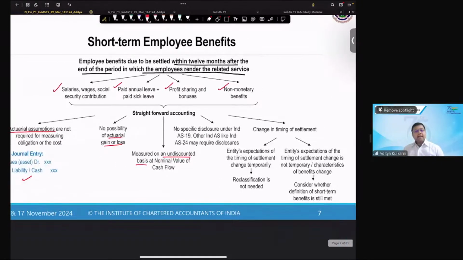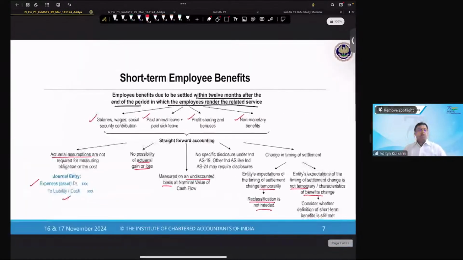If there is a change in timing of settlement, see, short term is expected to be paid within 12 months from the date of rendering of the service. But suppose the settlement is happening beyond 12 months. Then we ask two questions. Is this settlement change temporary? If yes, then reclassification to long term is not required. But if it is not temporary, or the nature of benefits itself changes, then you will have to ask whether the short-term benefit classification is correct, or should I change the classification to long-term employee benefits. Okay, so that is your broad category of short-term benefits which are going to be covered.